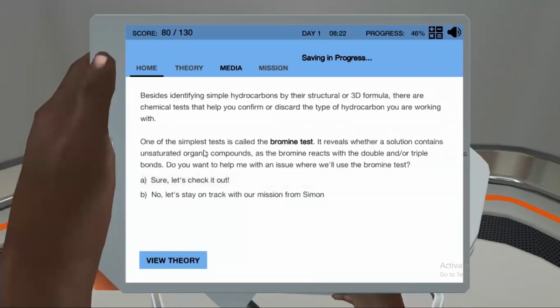Besides identifying simple hydrocarbons by their structural or 3D formula, there are chemical tests that help you confirm or discard the type of hydrocarbon you are working with. One of the simplest tests is called the Bromine Test. It reveals whether a solution contains unsaturated organic compounds, as the bromine reacts with the double and triple bonds. Do you want to help me with an issue where we'll use the Bromine Test?